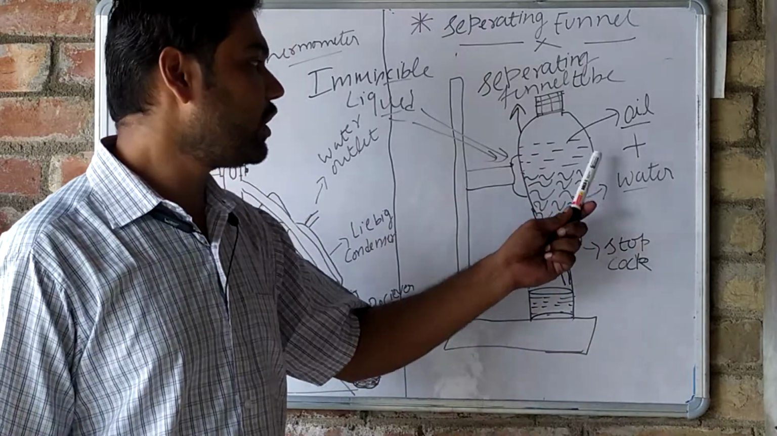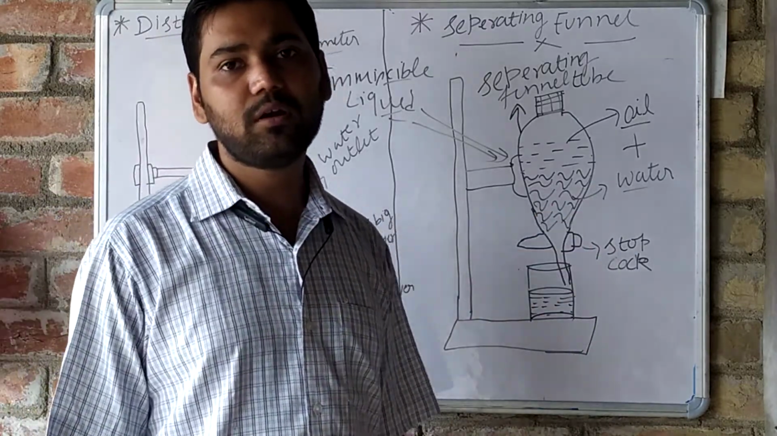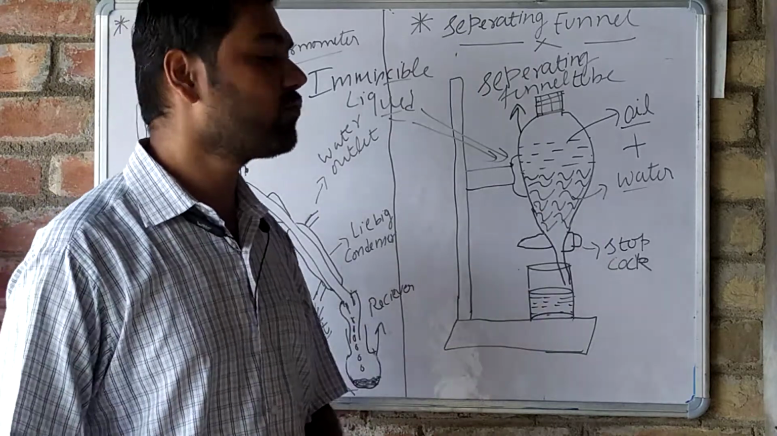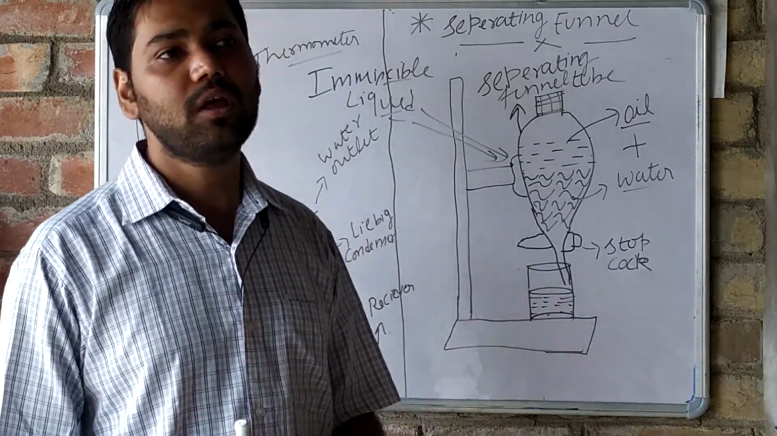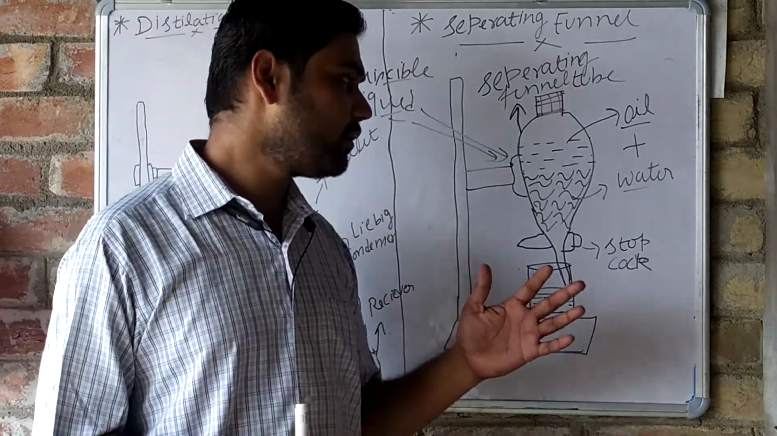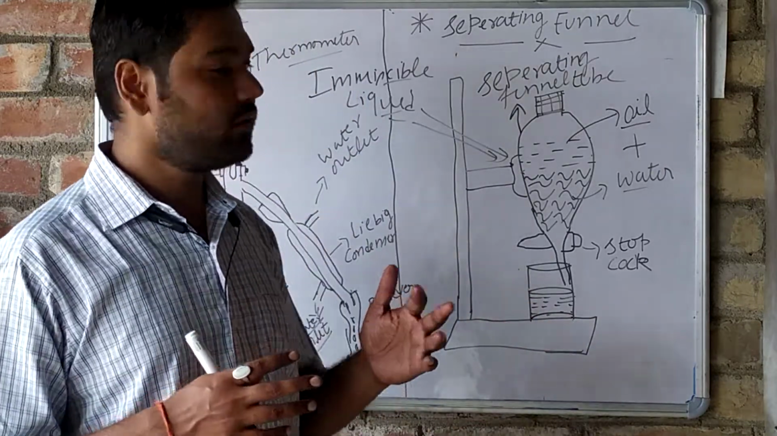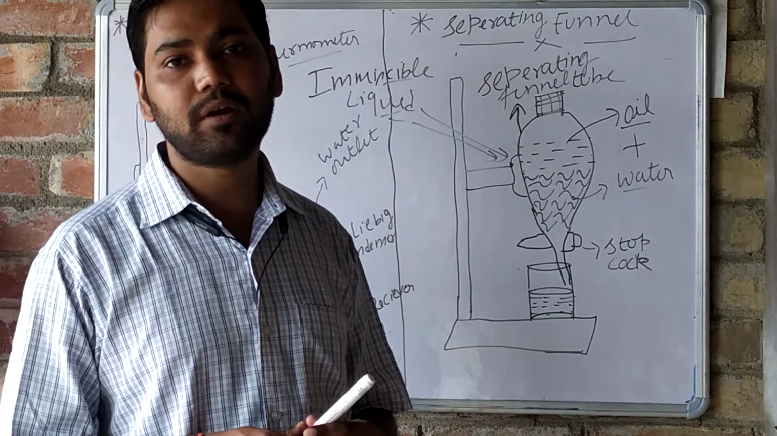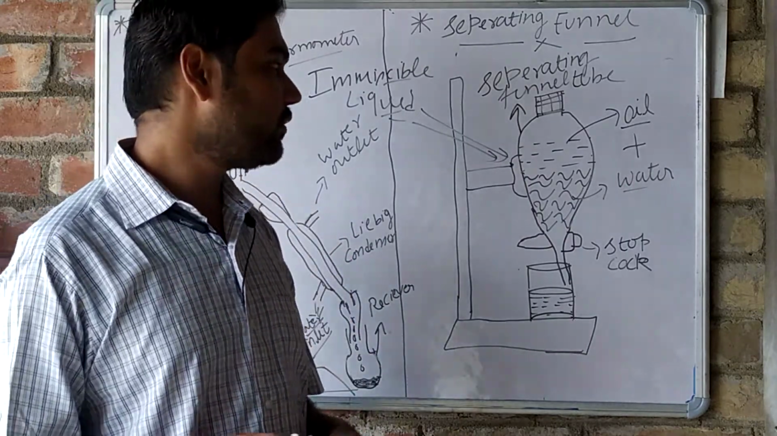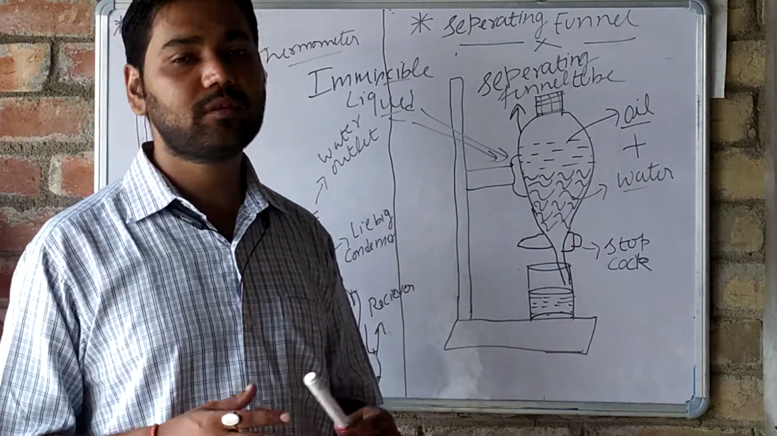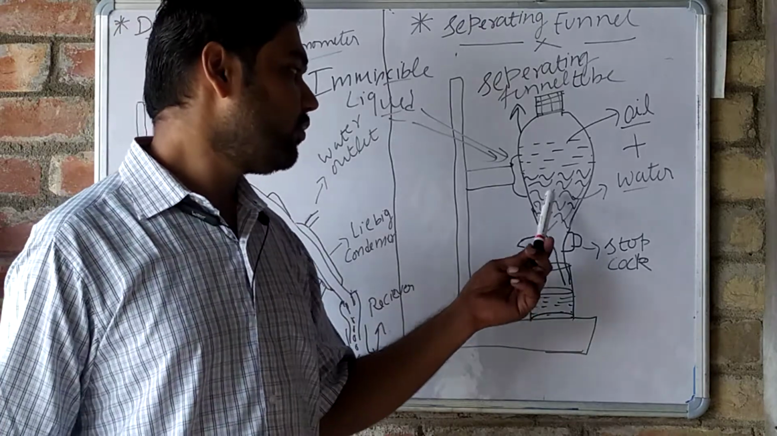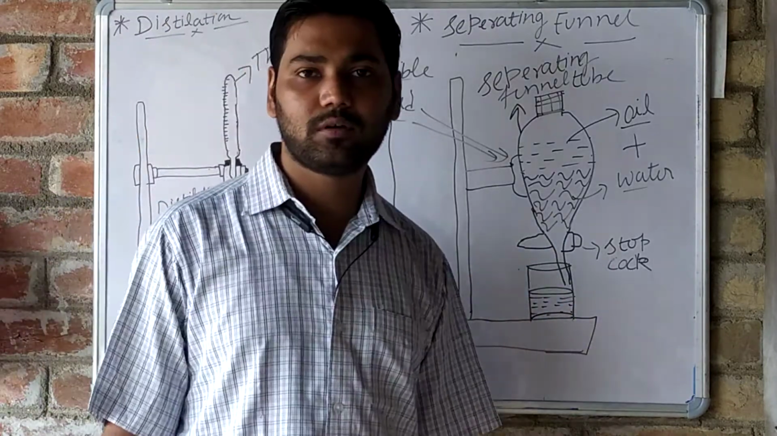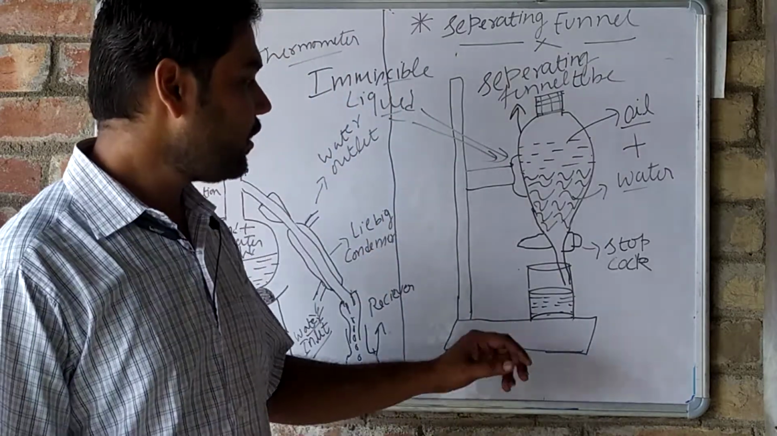This is a liquid mixture of immiscible liquids. Immiscible liquids means when one liquid does not mix with the other liquid, they remain separated. They remain separated in the mixture also, in a container. By this we can collect the different liquids in separate beakers.